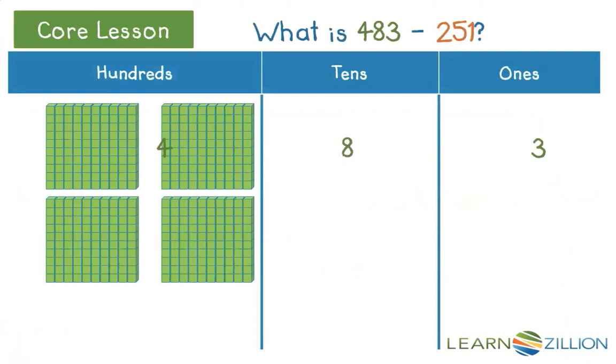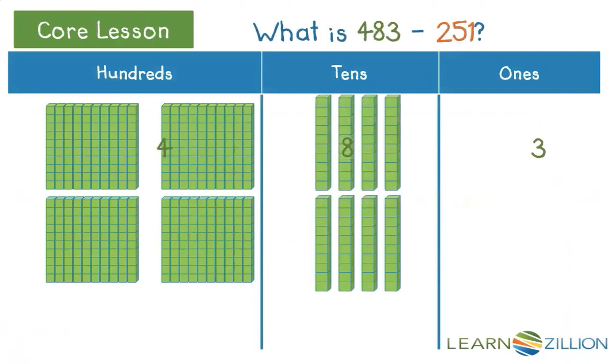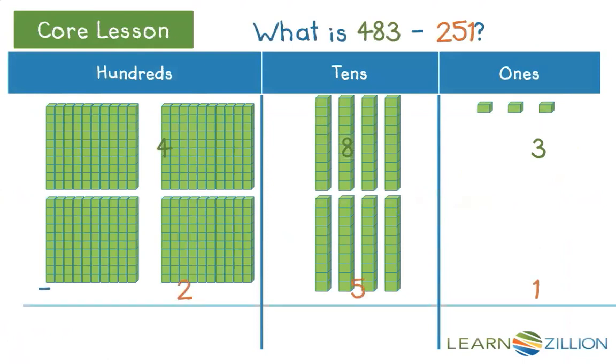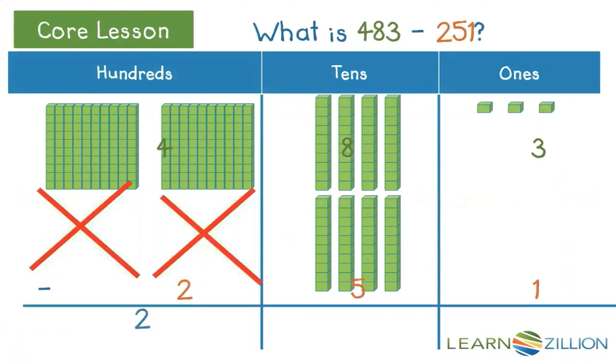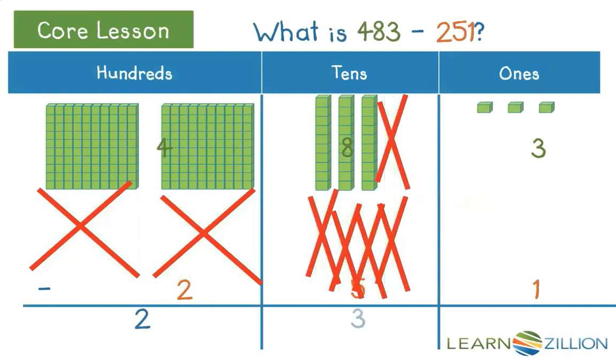I'll put out 4 hundreds, 8 tens, and 3 ones. I'm taking away 251. So I'm taking away 2 hundreds, which leaves me with 2 hundreds. I'm taking away 5 tens, which leaves me with 3 tens. And I'm taking away 1 one, which leaves me with 2 ones. So 483 minus 251 equals 232.